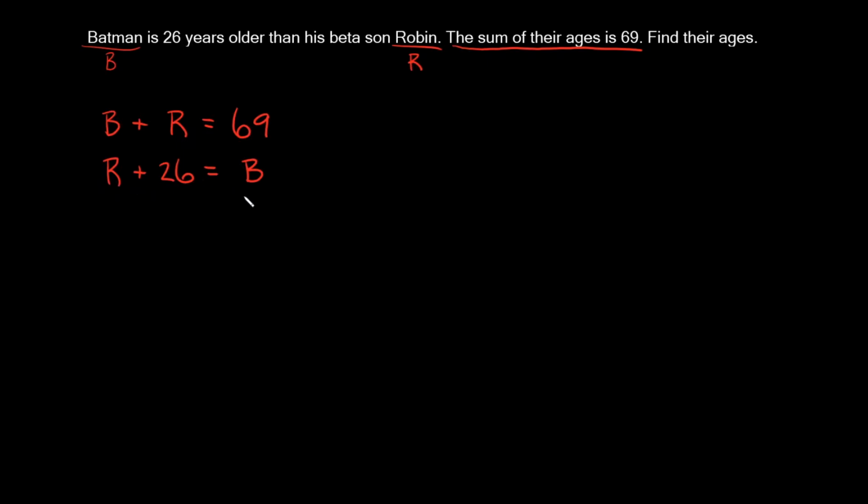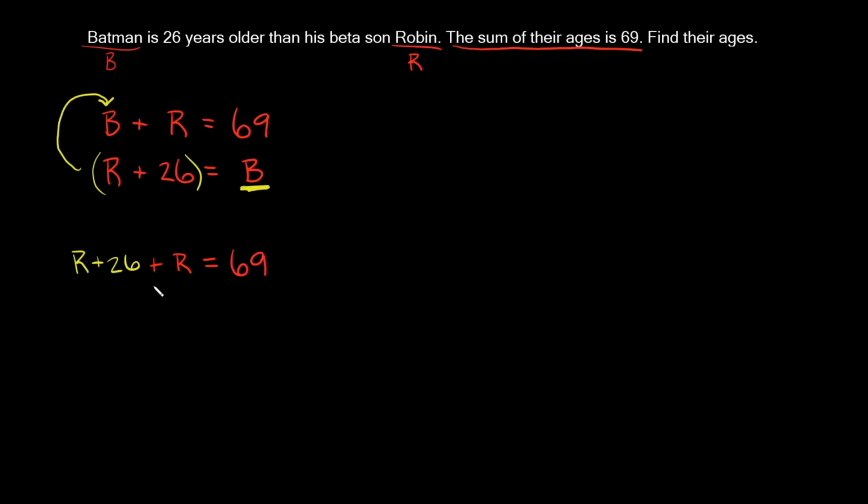So for example, here in the second equation, we already have it solved for one of the variables, right? We have it solved for B because it says B is equal to R plus 26. So since we know what B is equal to right here, we can just plug in this, R plus 26, because that's what B is equal to, and plug it into the other equation for this B, right there. Okay, so let's do that. So we're going to plug in R plus 26 for this B right here. So R plus 26, and then the rest of the equation is plus R is equal to 69.